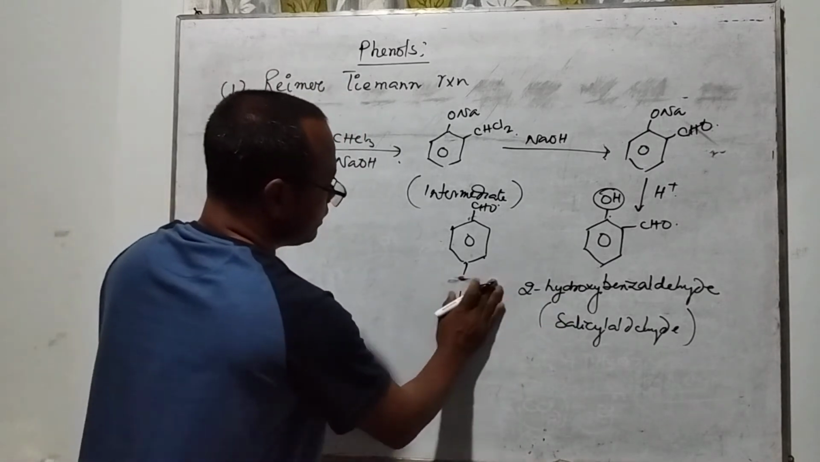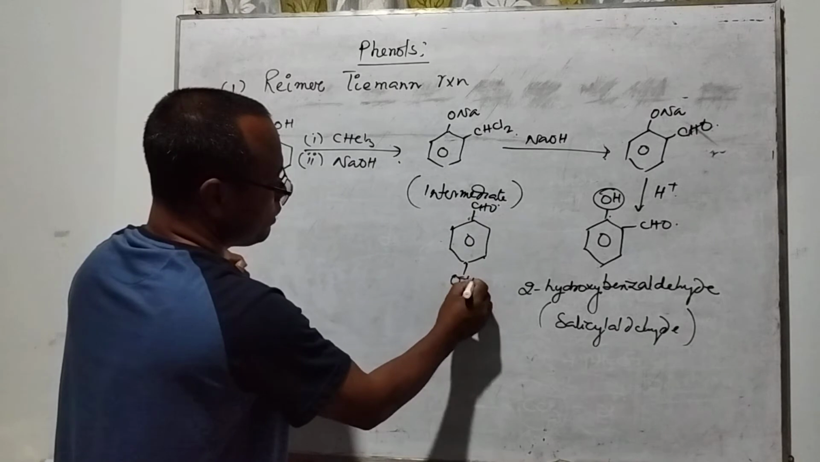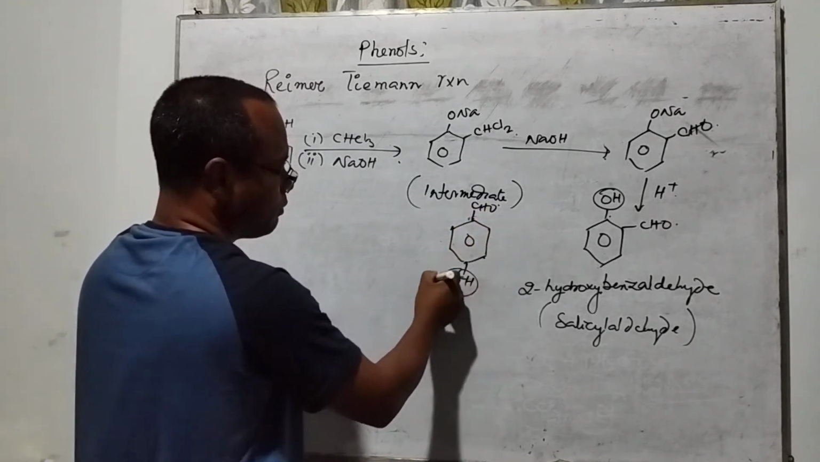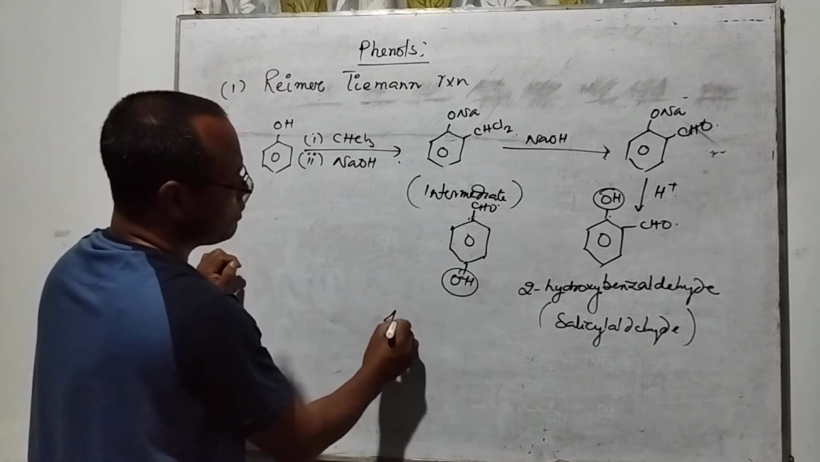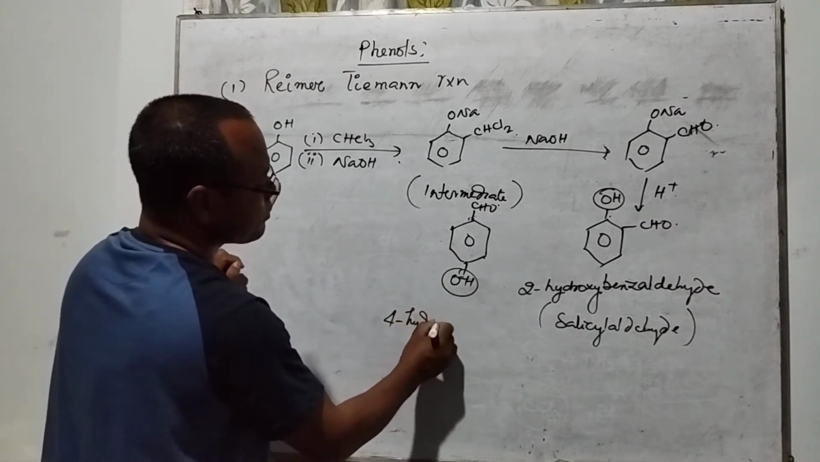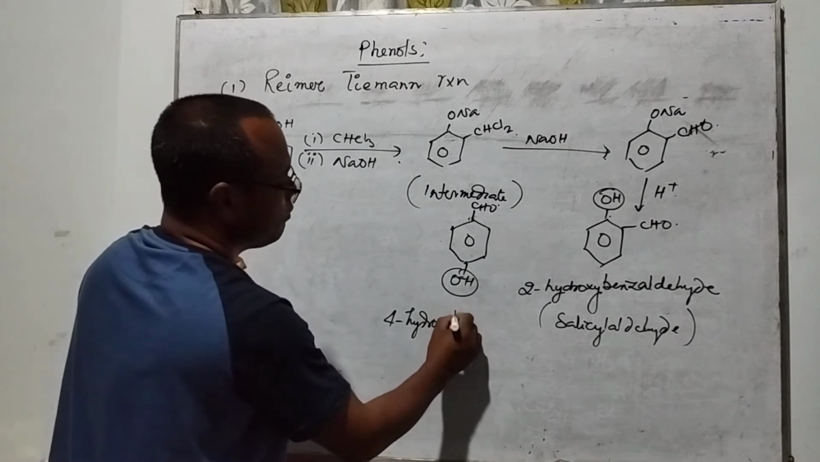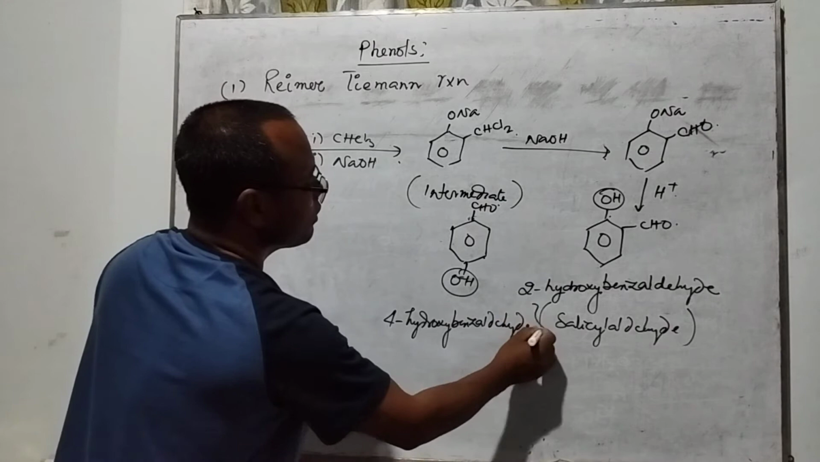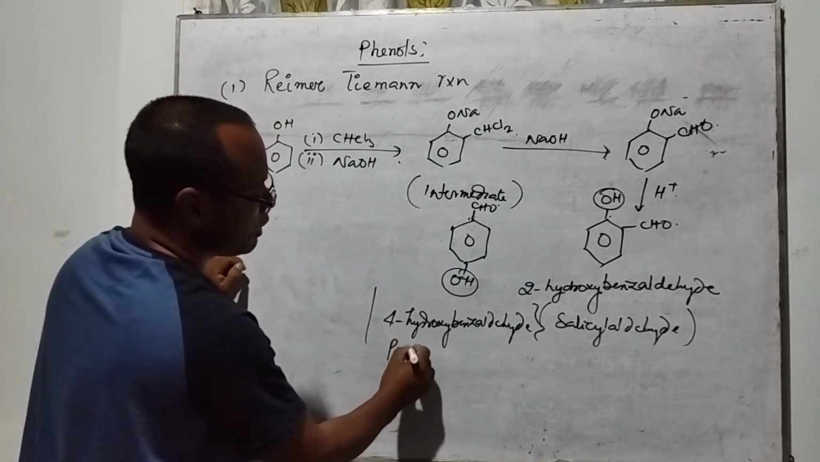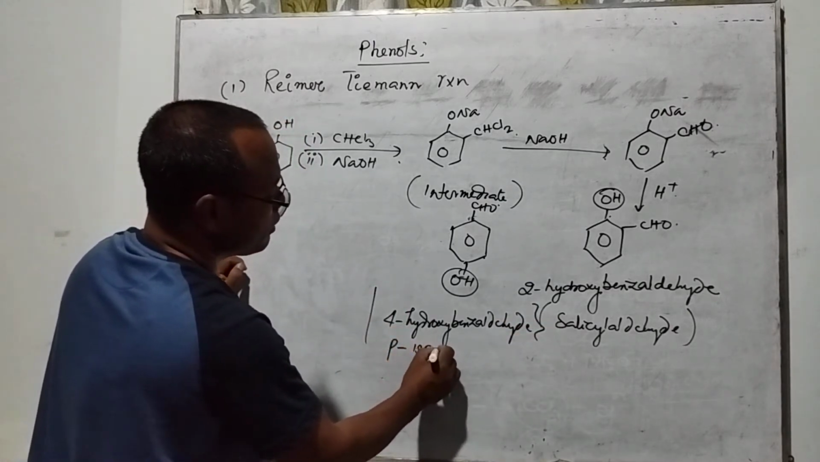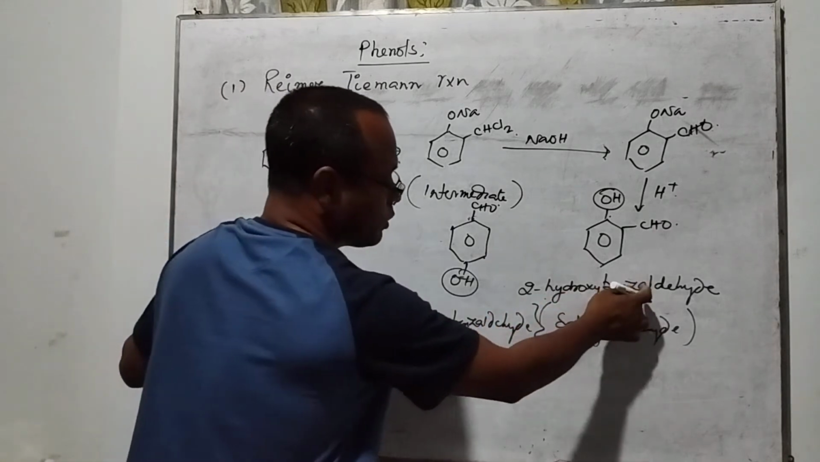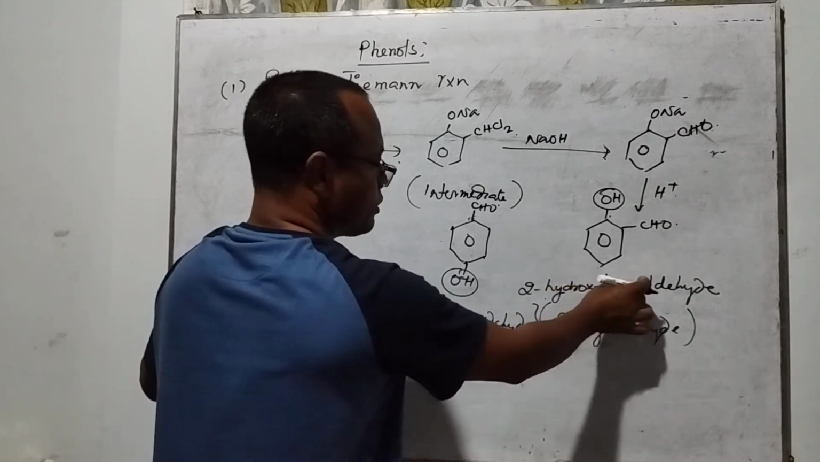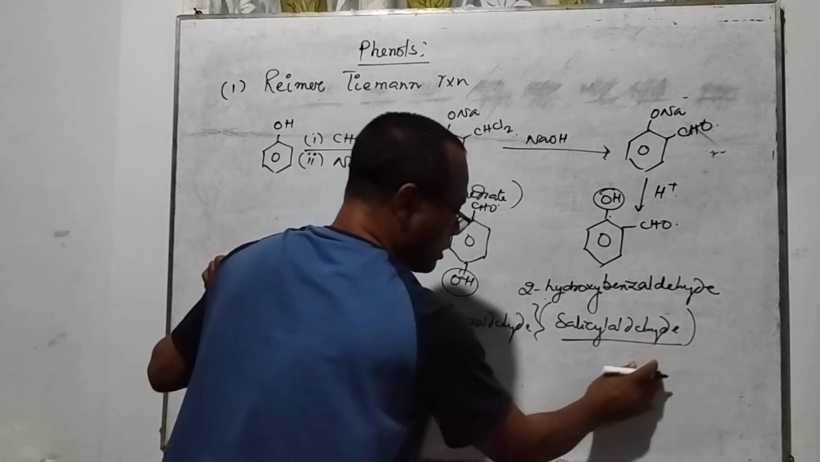Now when we write the OH group here, starting from this 1, 2, 3, 4, this is the 4th position. This is 4-hydroxybenzaldehyde. This is the para isomer, and this is the ortho isomer. The ortho isomer of hydroxybenzaldehyde is what we call salicylaldehyde.